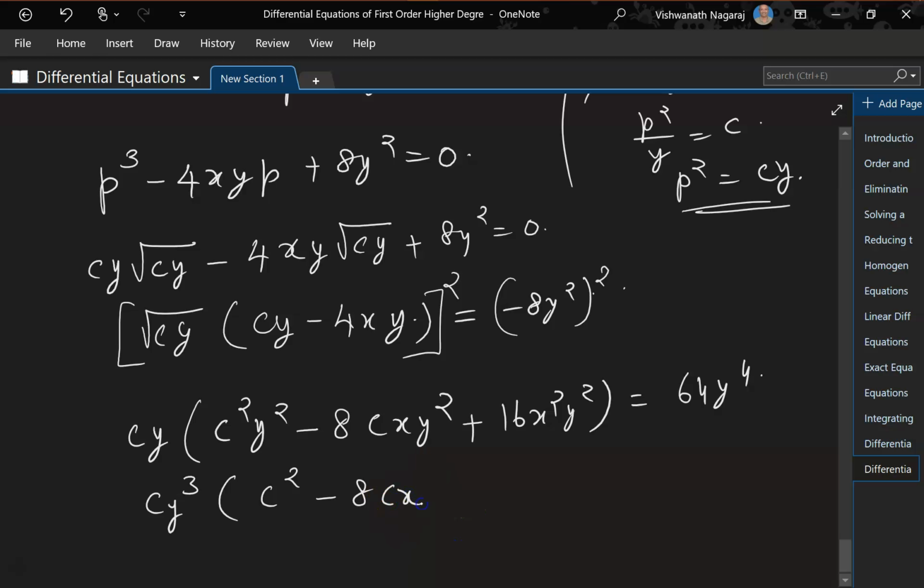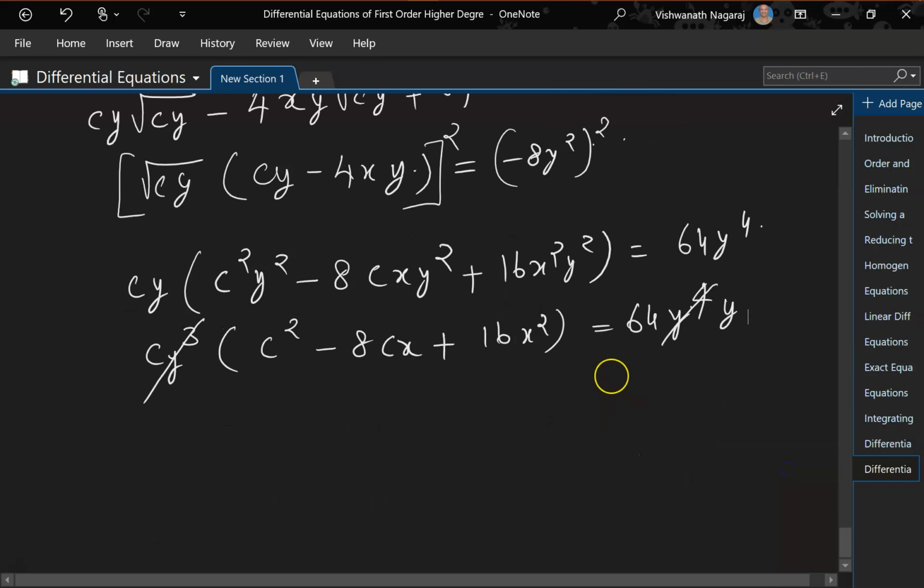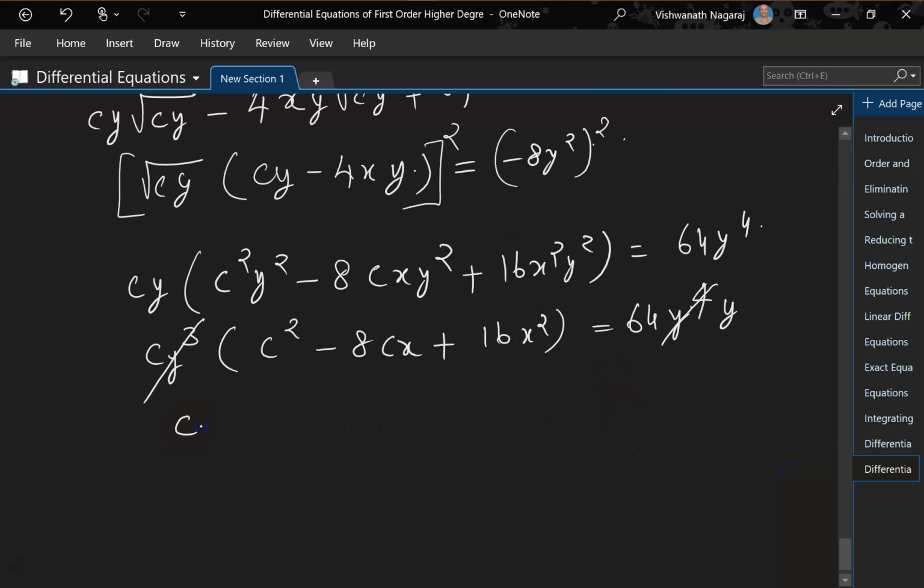No, y square we are taking out. So cx plus 16x square is equal to 64y cube. So this y cube, this is 4. So this will get cancelled and we are left with y only. So this, can we factorize this? Can we simplify this?